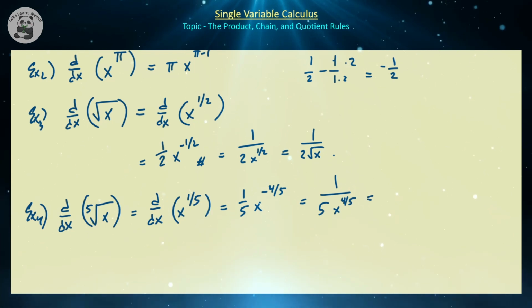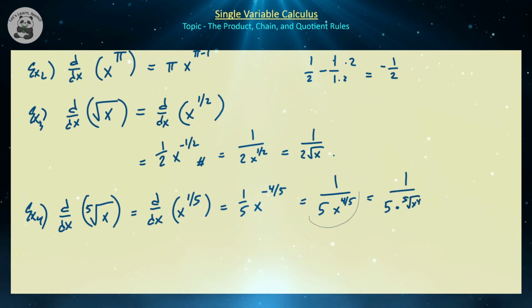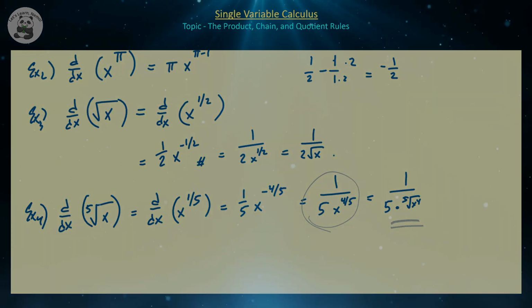And if you want to write that in radical form, that's just going to be 1 divided by 5 times the fifth root of x to the power of 4, right? Typically, most people will probably prefer that way, but that is an equivalent way as well, and how you can use the generalized power rule to find the derivative of any power function.